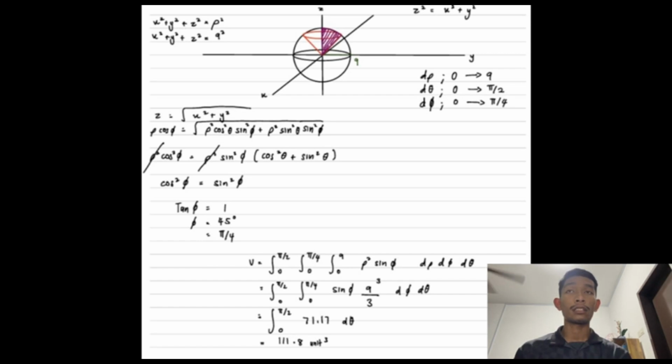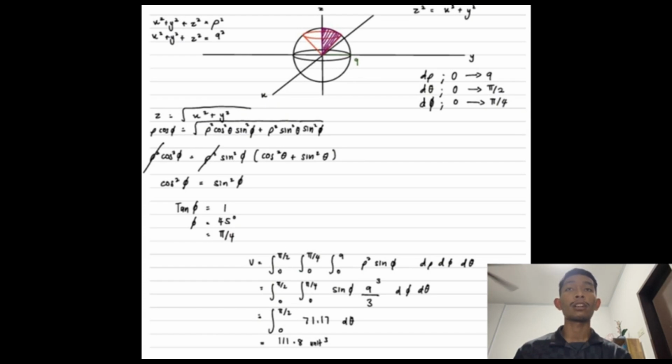Alright, now I want to continue this presentation with the calculation for question 2C. We know the equation is x squared plus y squared plus z squared equals 9 squared. We know x squared plus y squared plus z squared is equal to rho squared. So the rho value is 9. To find the phi limit, we use z equals square root of x squared plus y squared, and we rearrange using the spherical system to find phi. Phi is equal to pi over 4.